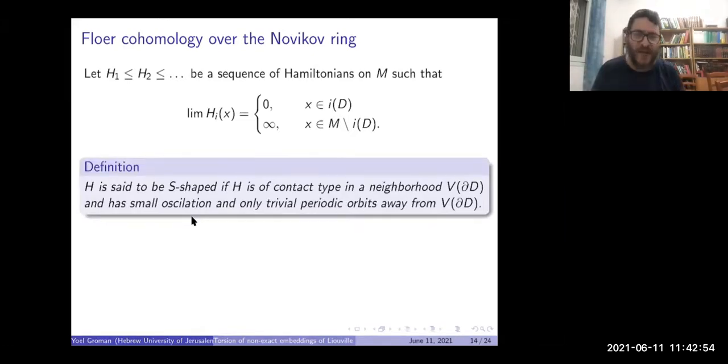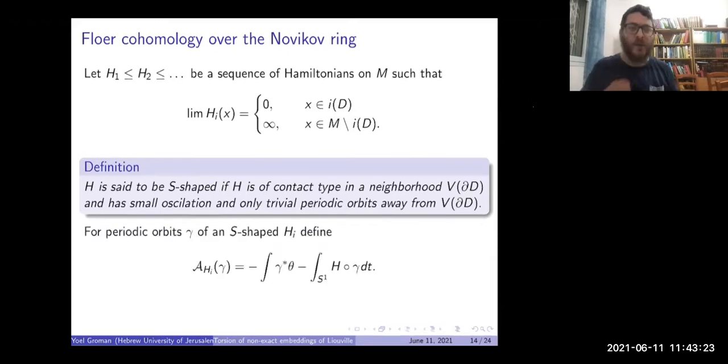Then we add an additional assumption: H is said to be S-shaped if it has a particular behavior near the boundary, so it's of contact type near the boundary, and then away from the boundary of D, it should have small oscillation and only trivial periodic orbits. When I said small, I mean there has to be some fixed constant, which I didn't specify, and it has to be smaller than that constant. That is needed for what I'm going to say later. At first approximation, you should think of something which is just exactly zero outside.